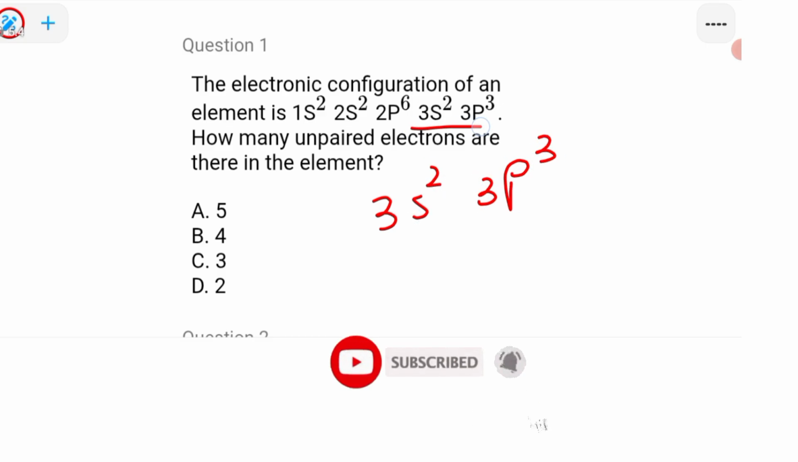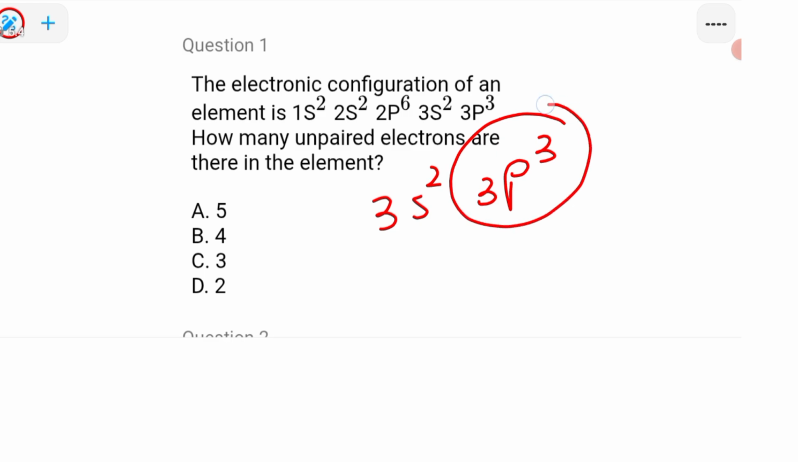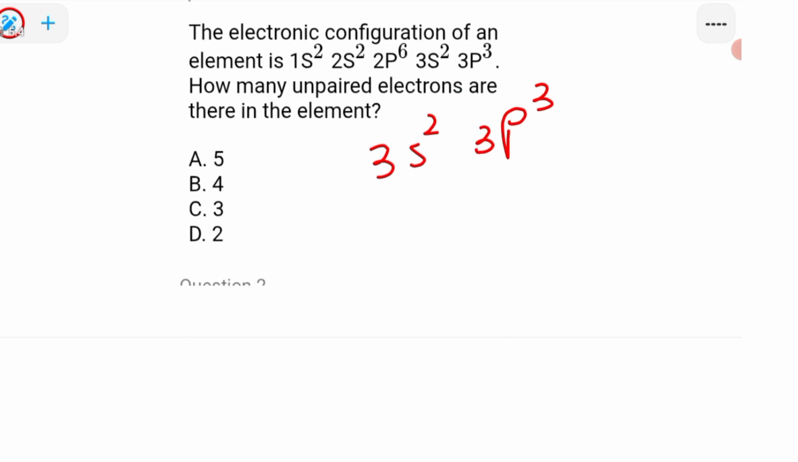You can see these ones are 3, these ones are 2, and this one is 1. So the highest one there is 3, which is the outermost shell. Look at the last level there, which is 3p3. This 3p3 ends in the p orbital, and the p orbital has 3 rooms in it like this.